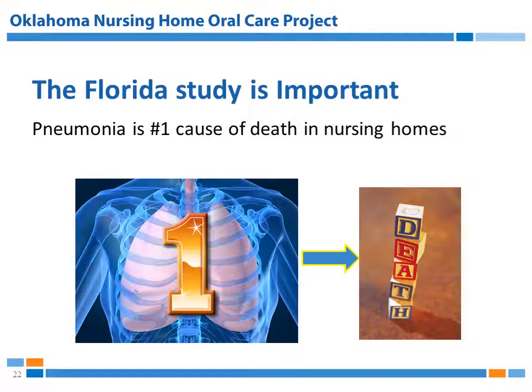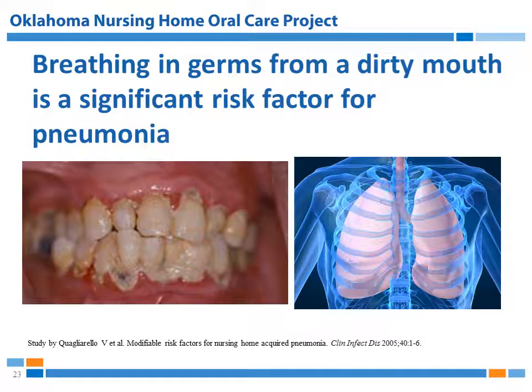The Florida study is important because it showed that pneumonia is the number one cause of death in nursing homes. And poor oral hygiene contributes to aspiration pneumonia. And we have quite a few patients that come in from the hospital into Friendship that have aspiration pneumonia. Breathing in germs from a dirty mouth is a significant risk factor for pneumonia.